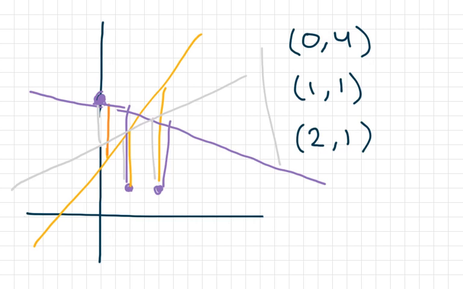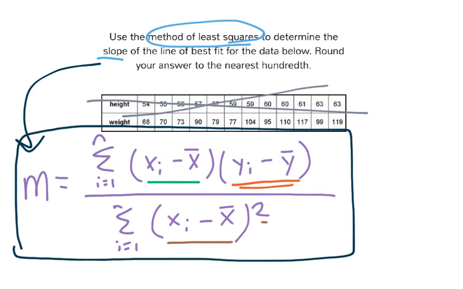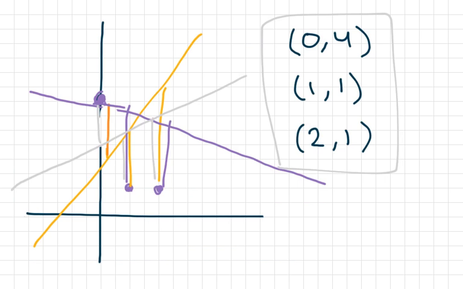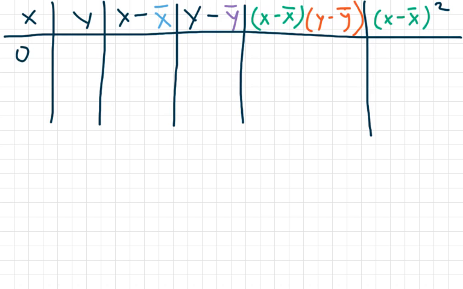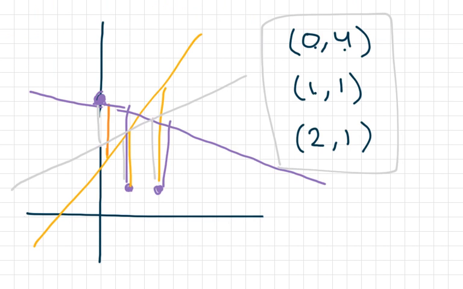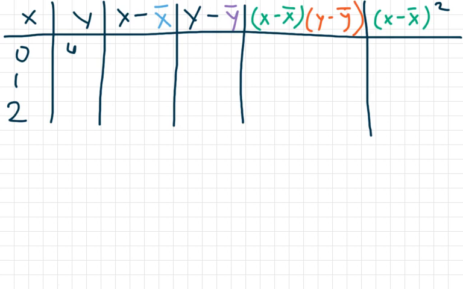Okay, so we're going to take our data and plug it into this formula, and I'll show you a way to break that down. We're going to go piece by piece here. The first thing is we need our x and y values. It looks like our x values are 0, 1, and 2. So let's write that down: 0, 1, and 2. And the y values that go with that are 4, 1, and 1. So 4, 1, 1. Okay.